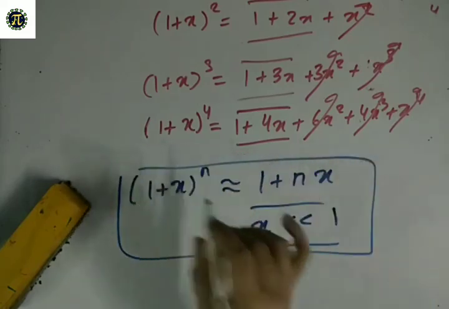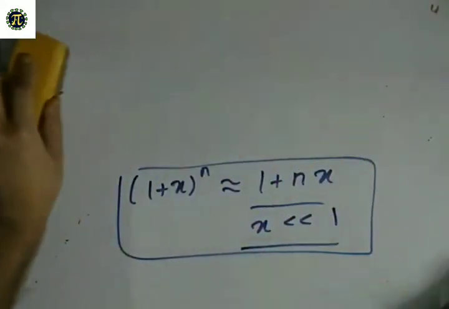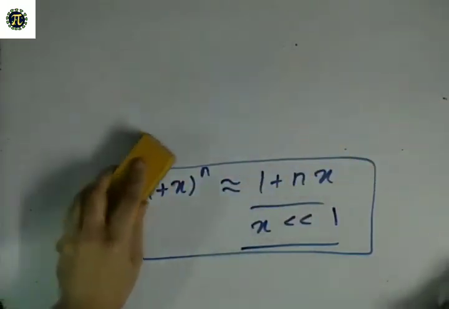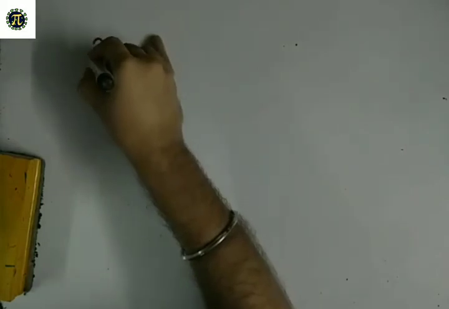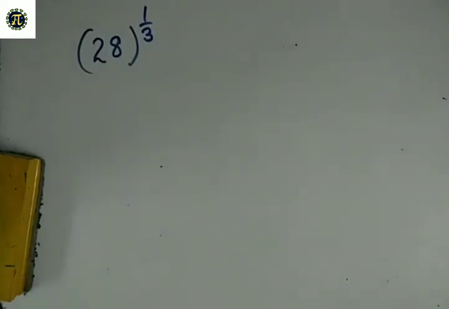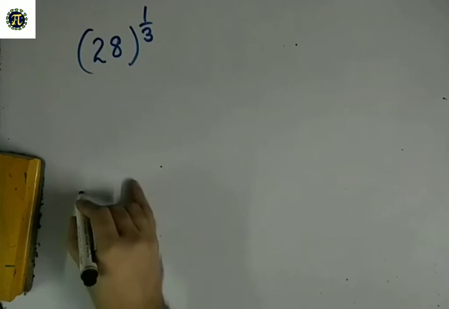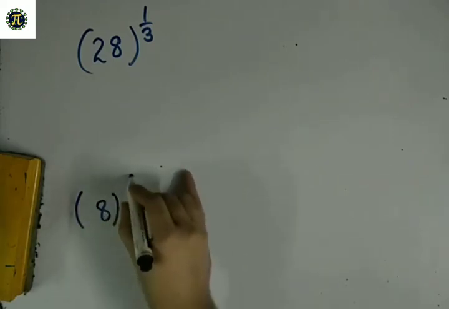So let's do a few examples here to find their values also. It doesn't only find these answers, it also finds these answers. For example, I can find 28 to the power 1/3 without even using a calculator. Or I can calculate maybe an easier one, let's say 8 to the power half.